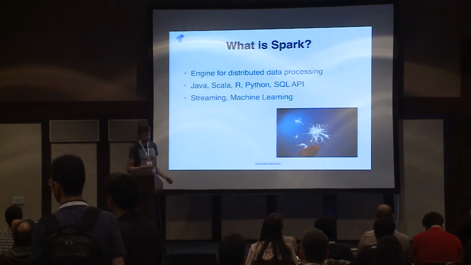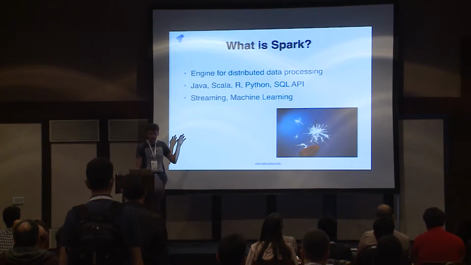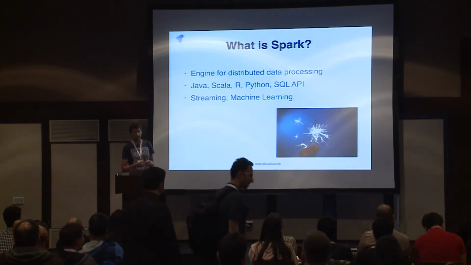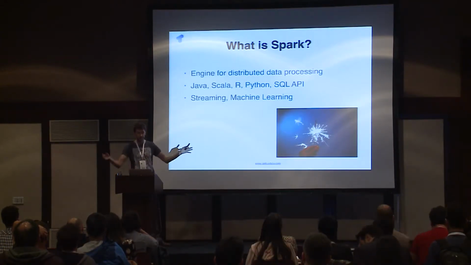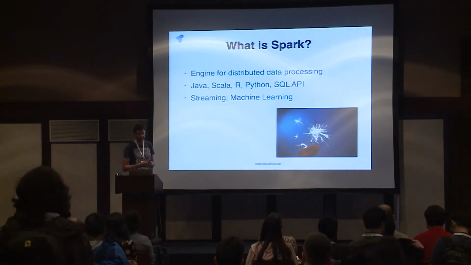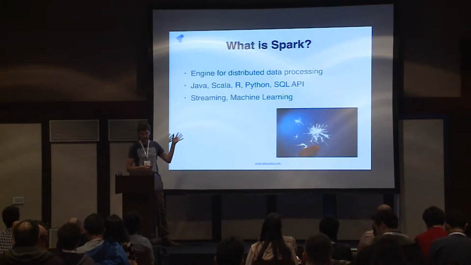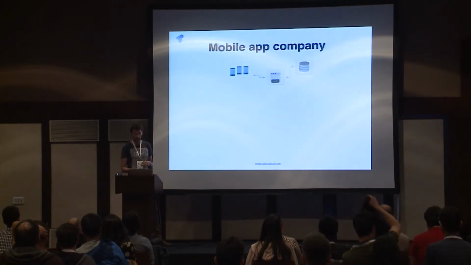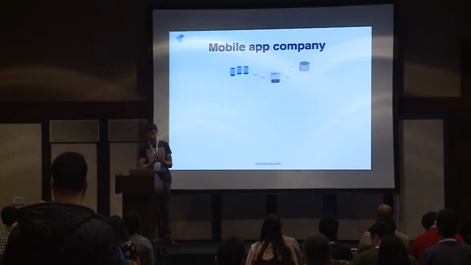So let's get started. Spark is a general engine for distributed data processing. So you can express your business logic in one of these languages, and Spark will take care of distributing the load, distributing the processing into multiple machines. It has a streaming library, it has a machine learning library, but for today's talk, we're just gonna focus on the core of Spark. And let's get started with some use cases I've worked on, I've helped clients with.